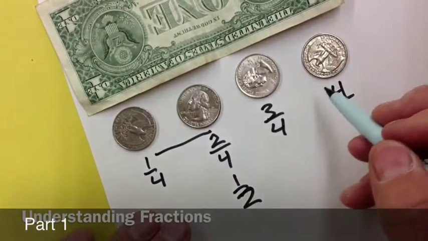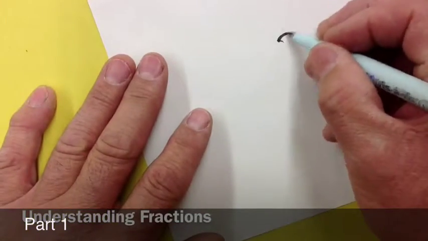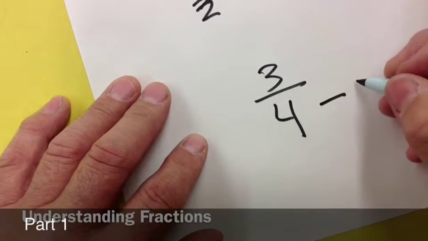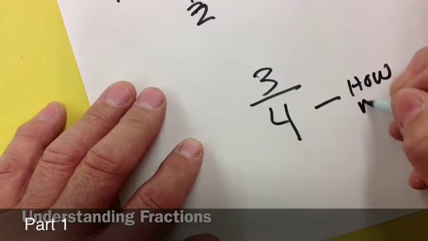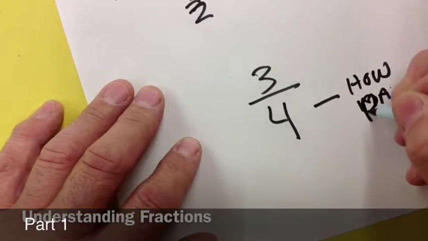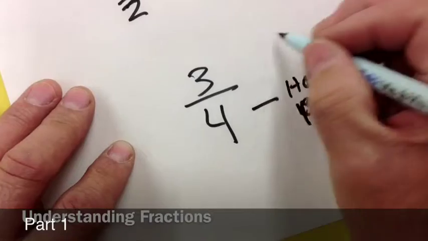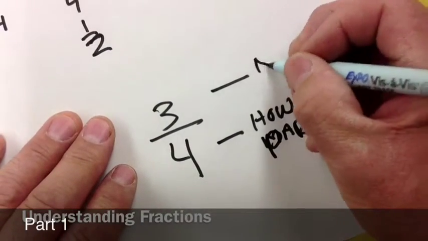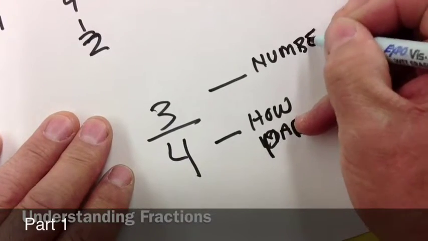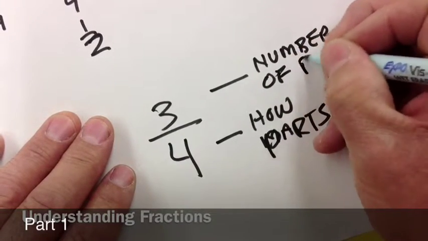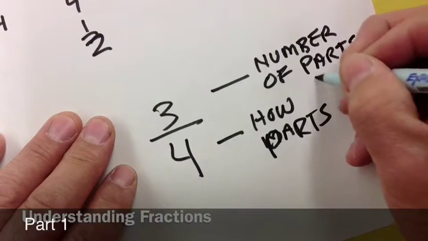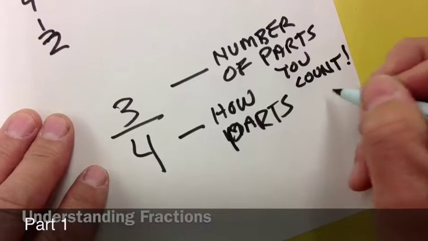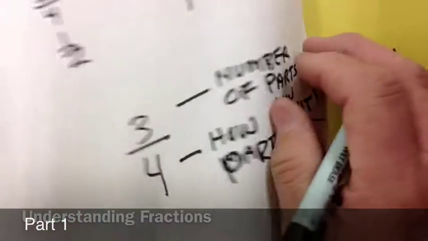And the bottom number of the fraction, called the denominator, that's how many parts you divide something into. How many parts? And the top number, which is the numerator, is the number of parts you count. Okay? So let's look at another example.